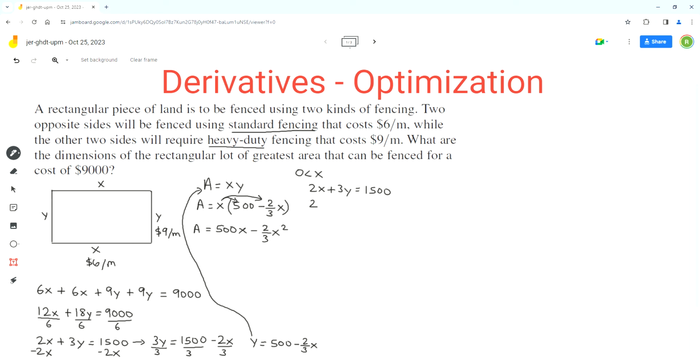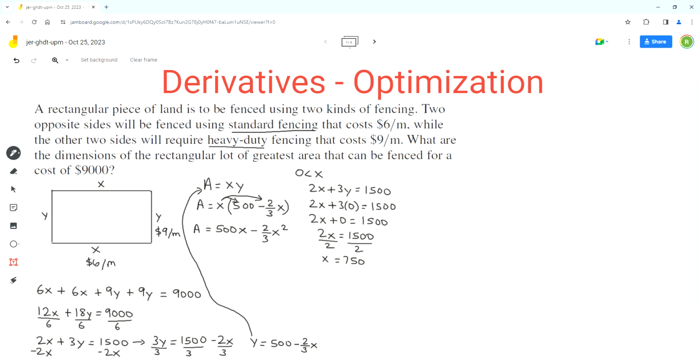So if we sub in y as 0, we get 2x plus 0 equals 1500, and then we get 2x equals 1500, and now we can divide both sides by 2. We get x equals 750.